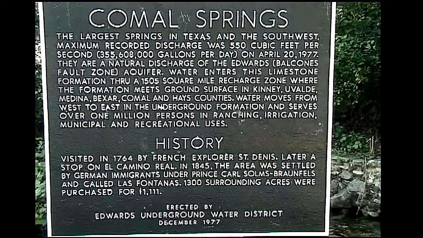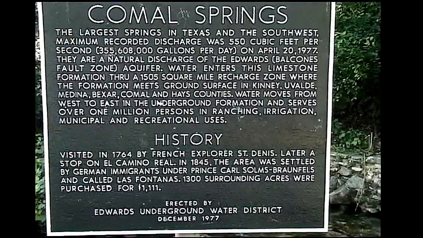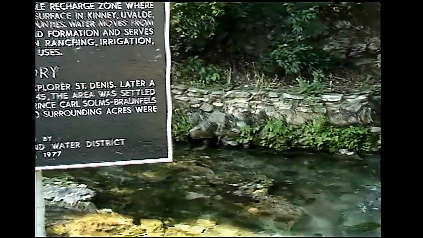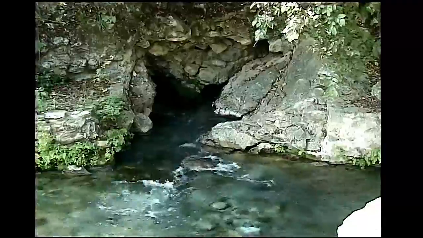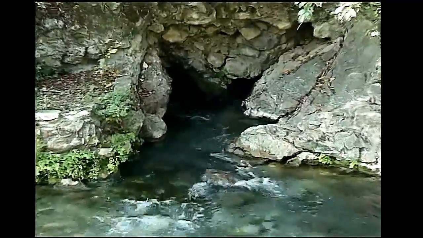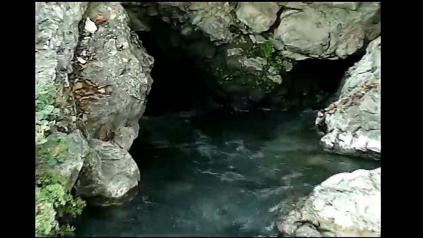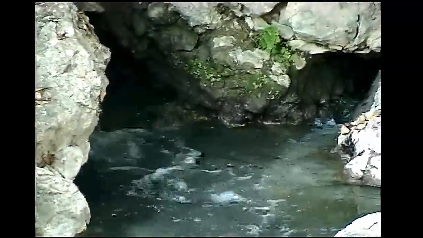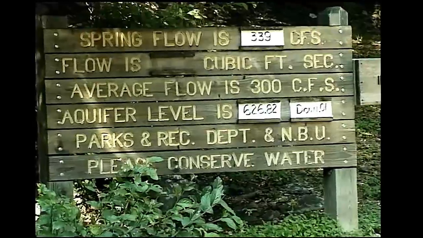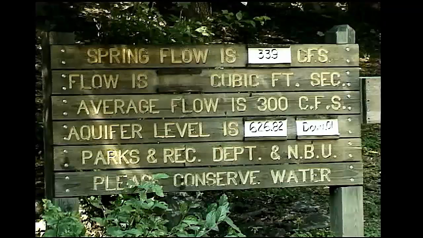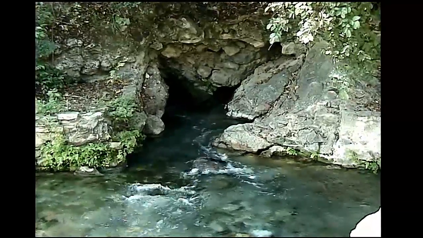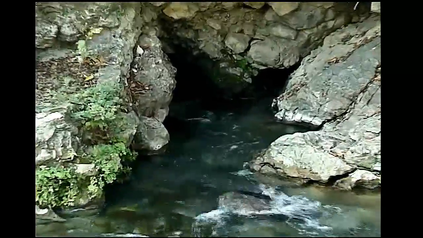Comal Springs, the largest springs in Texas and the Southwest. Maximum recorded discharge was 550 cubic feet per second, 355,608,000 gallons per day. At the time I took the picture, the spring flow was 339 CFS, or cubic feet per second. How many gallons of water flowed that day from the spring?